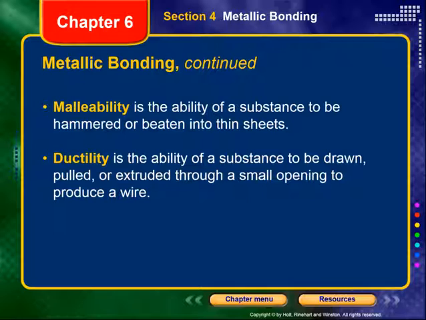So malleability is the ability of a substance to be hammered or beaten into thin sheets, whereas ductility is the ability of a substance to be drawn, pulled, or extruded through a small opening to produce some sort of wire.